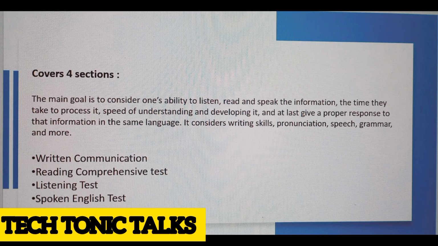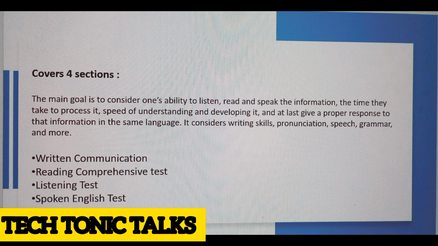Once you are done with the sample test, next we cover what sections will be covered as part of this test. See, the main goal of communication assessment is to consider one's ability to listen, to speak, to read, and the time they take to process it and the speed of understanding and developing it. Right? So communication assessment considers your writing skills, pronunciation, your speech, grammar and more.